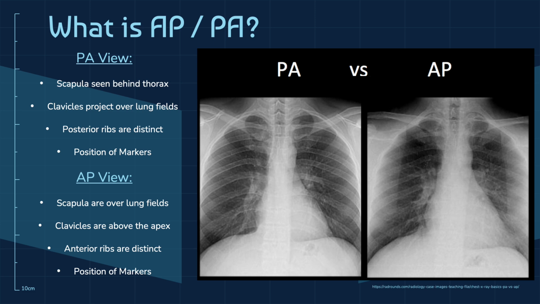And because of the way their arms are positioned, you see the clavicles over the lung fields, and the posterior ribs are more distinct. However, with an AP view, patients are usually lying down or sitting down and unable to stand erect, or are unconscious on a bed. So they do not protract their scapulas, hence the scapulas appear to shadow behind the lateral aspects of the lungs on either side. And because of their arms being by their sides, their clavicles will appear above the apex, and the anterior ribs will become more distinct and easier to count.